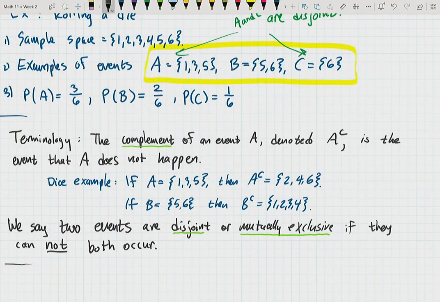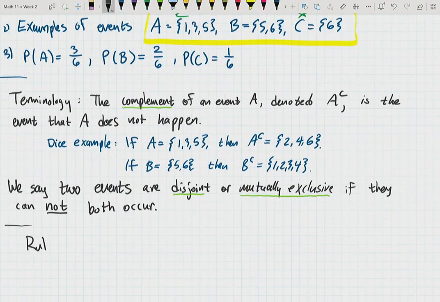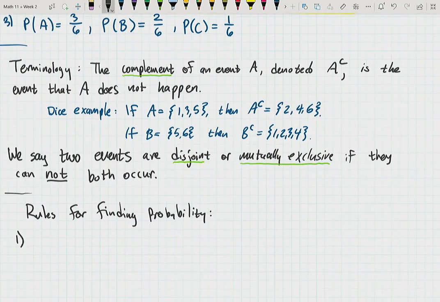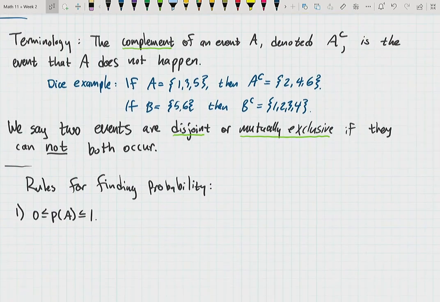Okay, here's some rules for finding probability. First, the probability of an event is always a number between 0 and 1, possibly including 0 and or 1. If the probability is 0, that means the event cannot happen. If the probability is 1, it means the event will definitely happen. And since it's a number between 0 and 1, we often will express it as a percent.